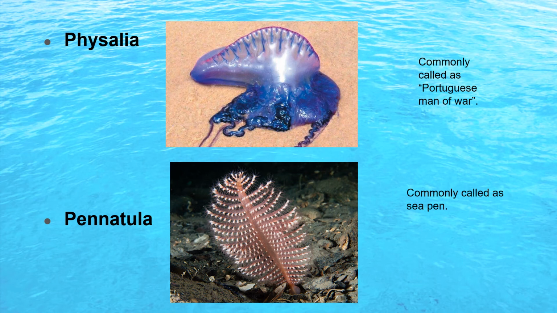Another organism is the Physalia. A Physalia is commonly known as a Portuguese man of war. This is because when this organism is above water, it resembles a battleship. Another organism is the Pennatula, which is commonly known as a sea pen. This is because people thought that it resembles a quill, which was often used to write in the olden times.